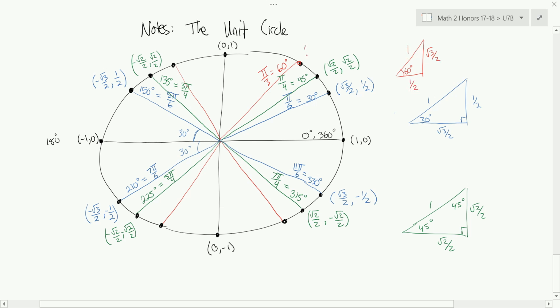So what's our coordinate? What's the x value of the coordinate? 1/2, comma, root 3 over 2. And notice the coordinate for 30 degrees and the coordinate for 60 degrees are just flipped, right? Same values, because it's the same triangle, just oriented differently.